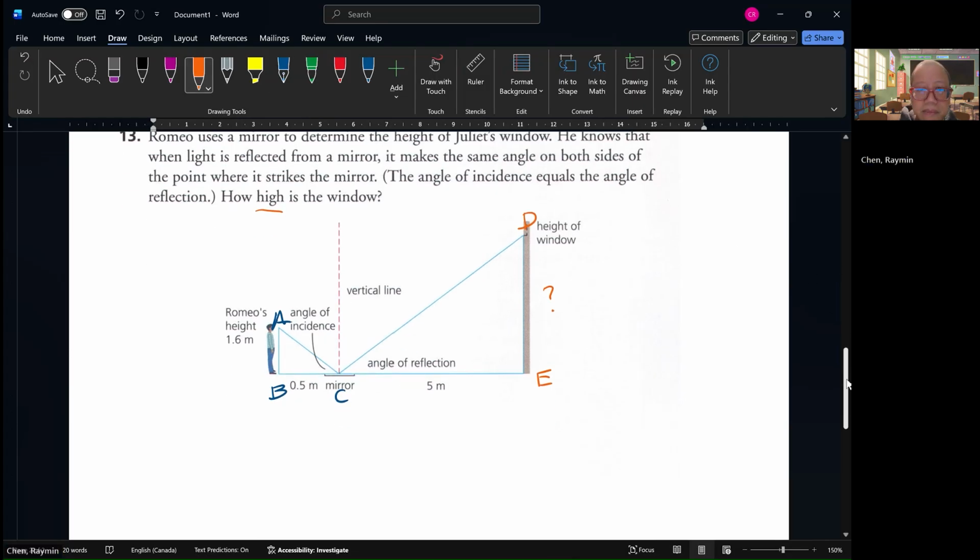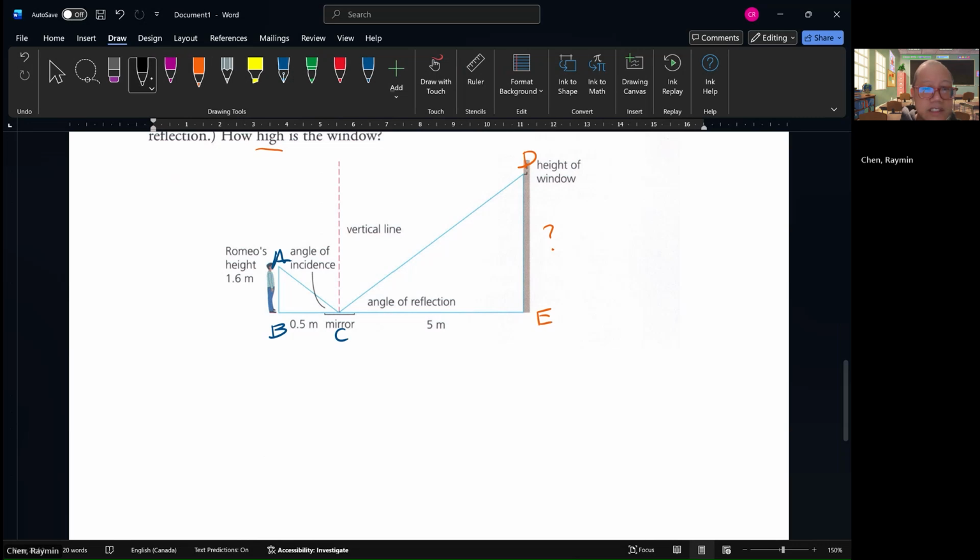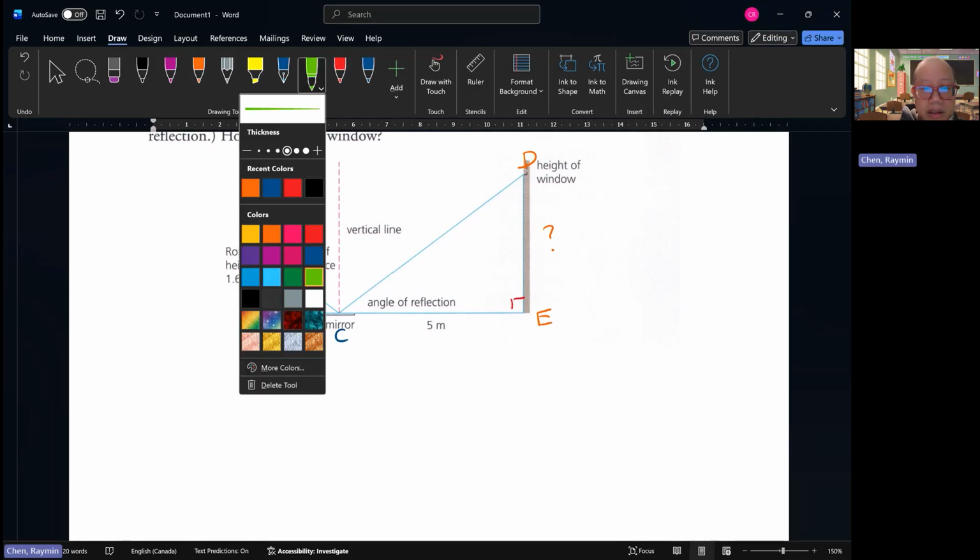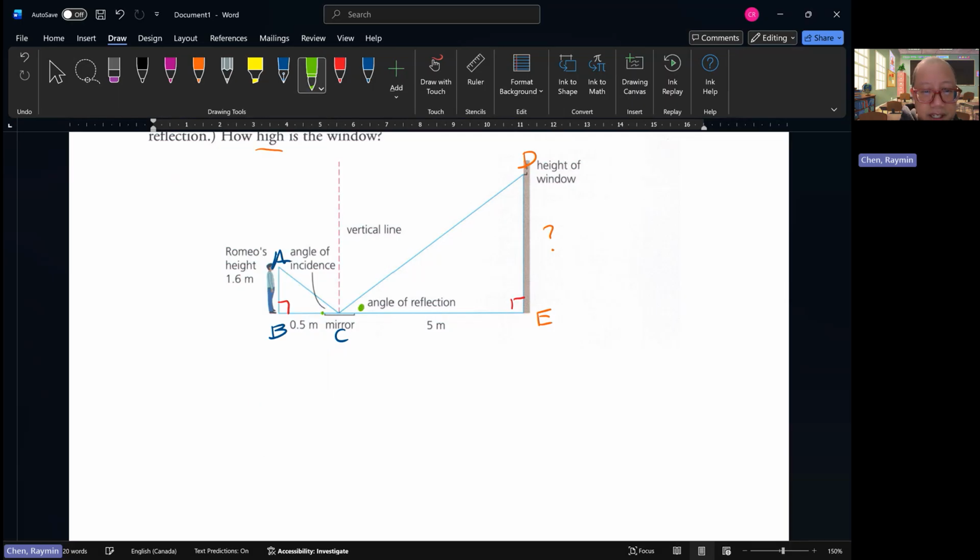To set this up again, these two triangles are similar because, first of all, Romeo is standing straight up and the window's usually straight up, so that's a right angle. And then they said the angle of incidence and angle of reflection are equal to each other. I'll just show this so that you can see it a bit better. Angle ABC is a right angle there. Angle DEC is also a right angle. Let's put this green marker here. This angle here is equal to this angle here because angle ACB is equal to angle DCE due to the information of the light.